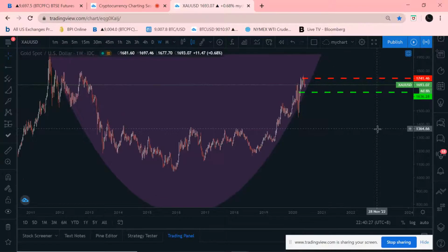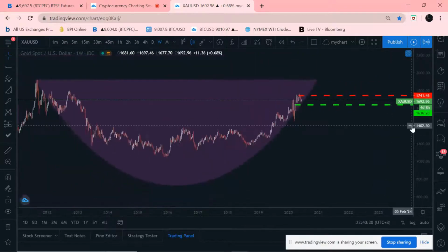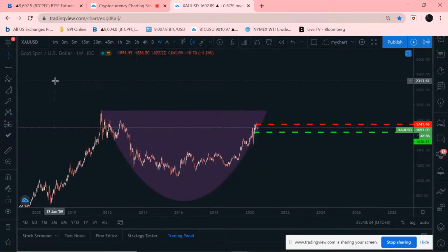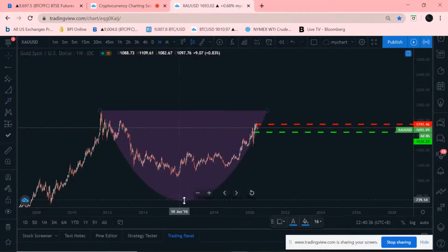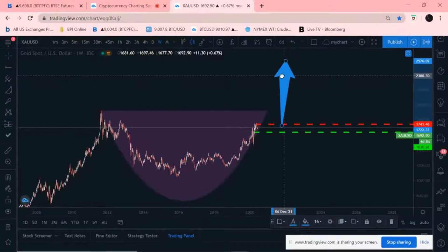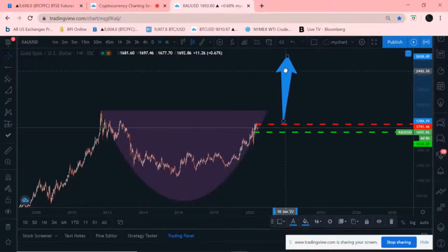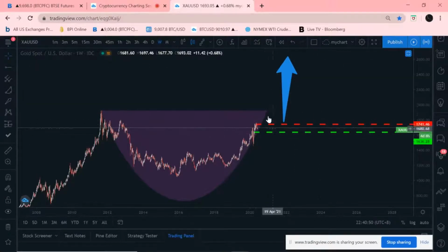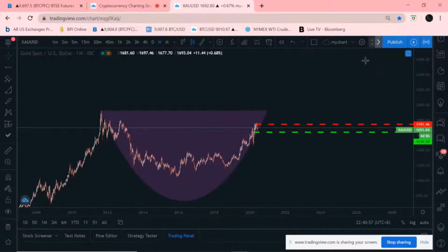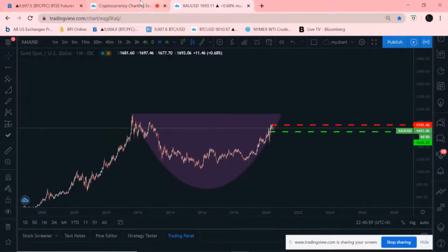So, yeah, let's see. And of course, I forgot to mention that since this is a possible cup and handle, this is my possible target also. That's possibly around 2,700, depending on where the breakout on the handle is. But I'm expecting around 2,700 for gold.